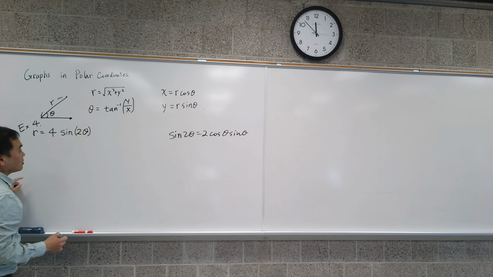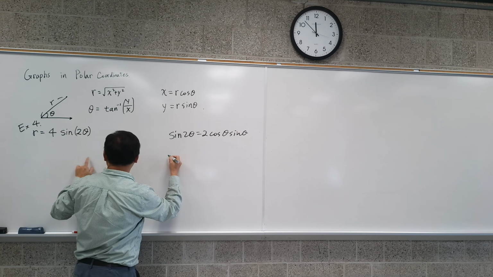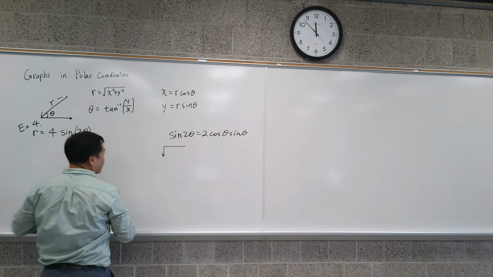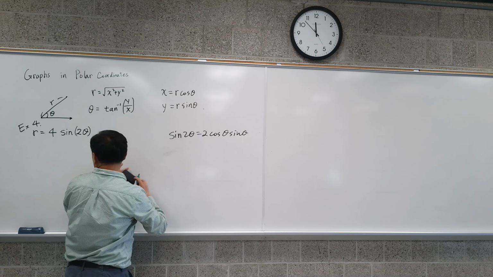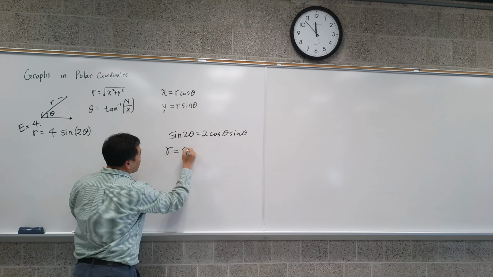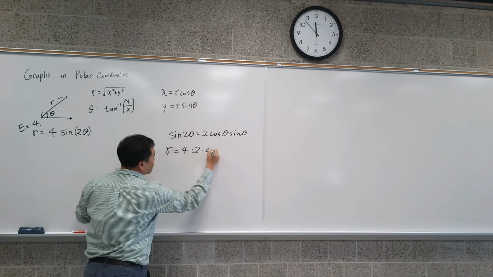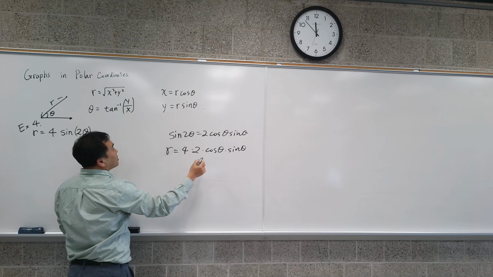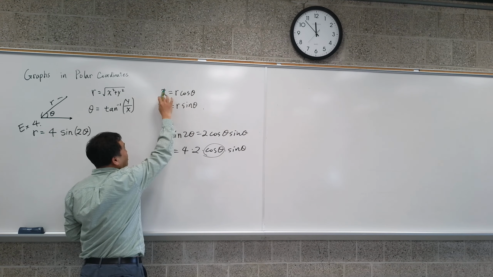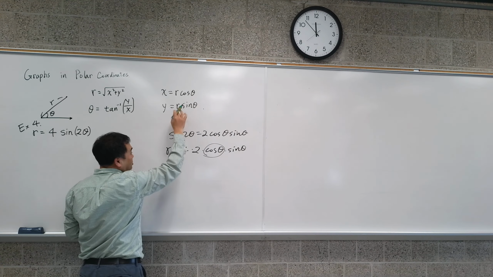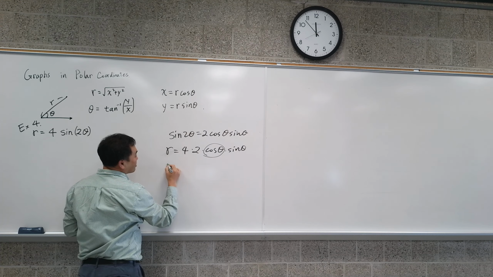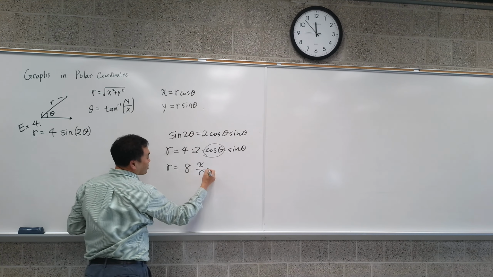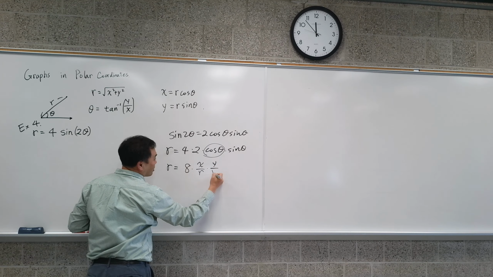That means, let's first just write down r. r equals 4 times 2 times cosine theta sine theta. But individually, cosine theta is x over r, and sine theta is y over r, right? So you can rewrite this as r equals 8 times x over r times y over r.